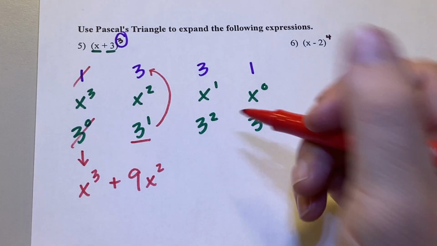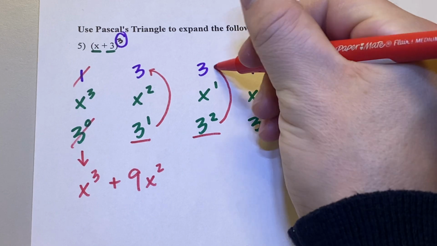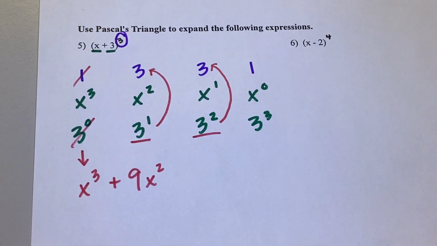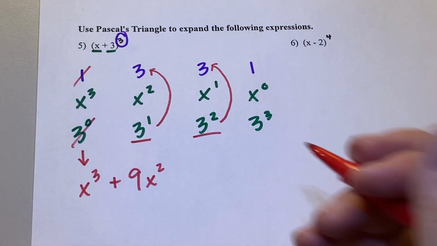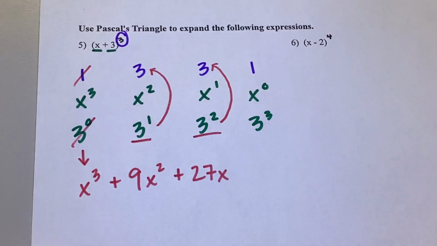Okay, next term. 3 squared. What is 3 times 3, or 3 squared? 9. What's 9 times 3? 27. Positive 27 with 1x.